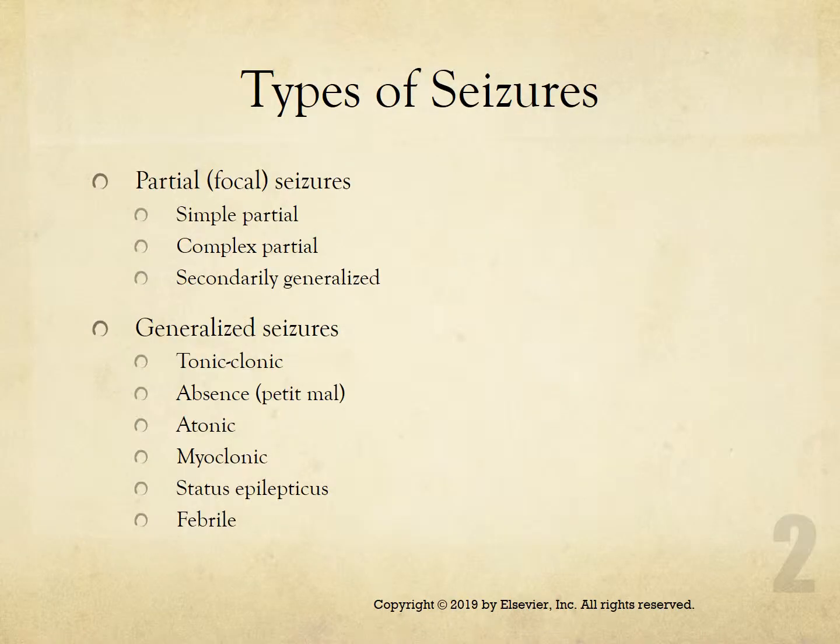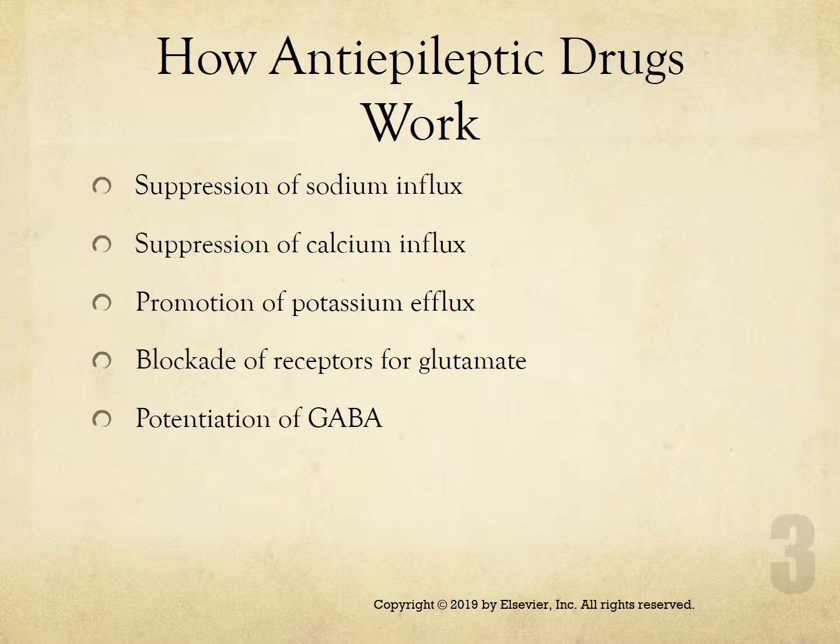So there are two types of seizures that we'll discuss: partial seizures and then generalized seizures. So how do the drugs work for seizure disorders? They suppress the sodium influx, they suppress the calcium influx, they promote potassium efflux, and they block the receptors for glutamate, and there's potentiation of the GABA system.